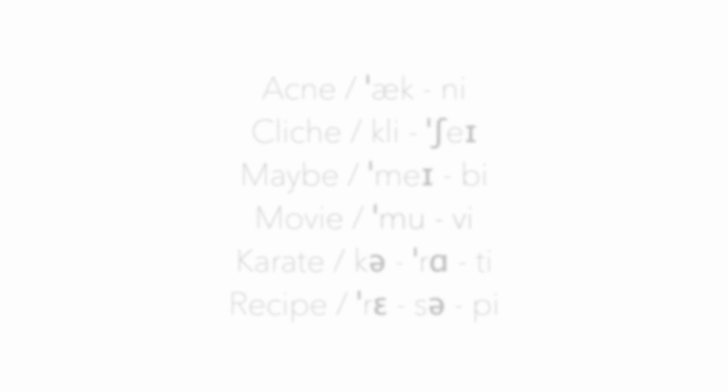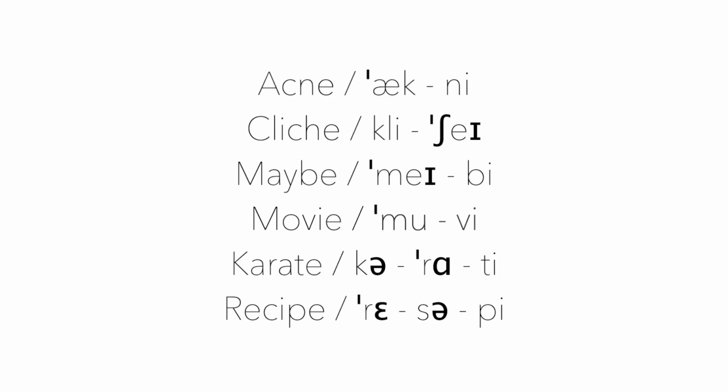As I mentioned in the beginning, while the E at the end is usually silent, there are some exceptions. So let's go over some of the more popular ones. Acne, cliché, maybe, movie, karate, recipe. So notice the last syllable in IPA. Even if you don't know the symbols, you can see that it's a little different for cliché than it is for acne. You can also see that it's the same for acne as maybe. So this kind of comparison or comparative method can help you use IPA in the future with words that you're not sure about. Okay, let's get to the good stuff.